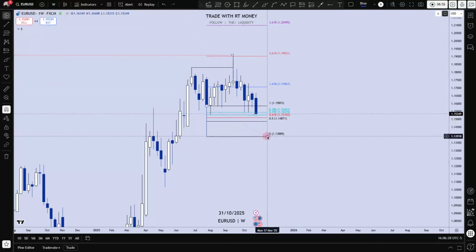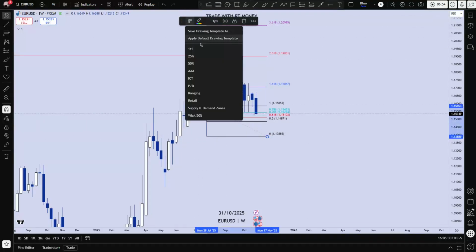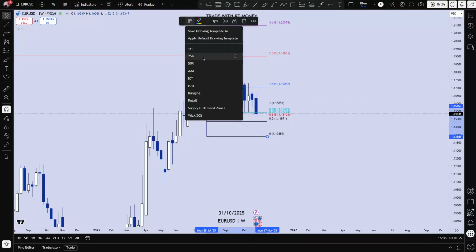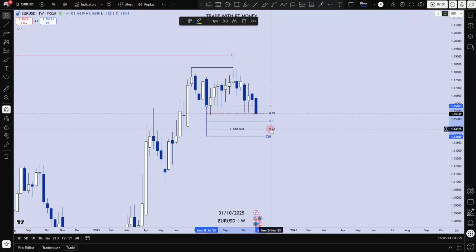Let me draw it out for you. 25%. All right, let's get this to change. Why isn't it changing? I said 25. There it is. All right. Excuse my lagging computer.